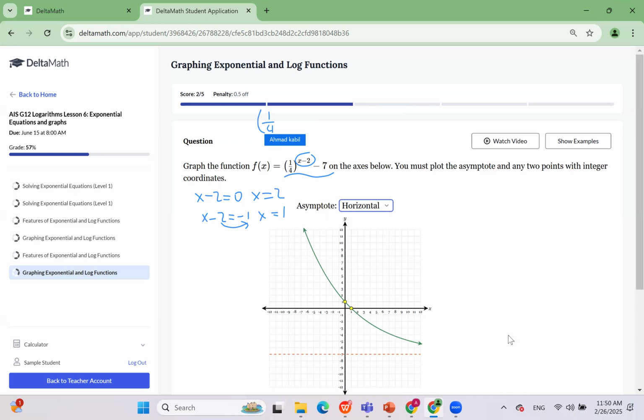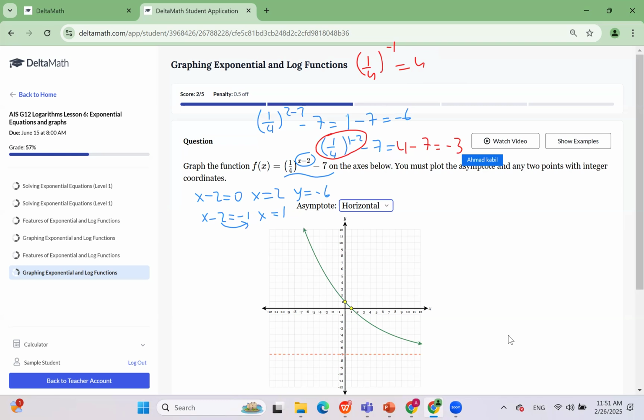1 over 4 power 2 minus 2, minus 7: 1 over 4 power 0 is 1. So 1 minus 7, which is negative 6. So this is y equals negative 6. And then 1 over 4 power 1 minus 2, minus 7. So this expression here is 1 over 4 power negative 1, which is 4. So 4 minus 7 is negative 3. So y equals negative 3.